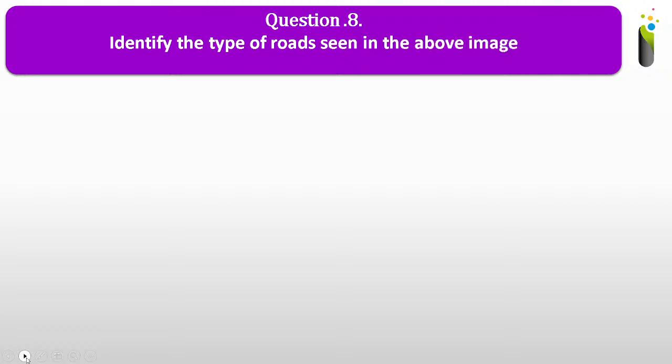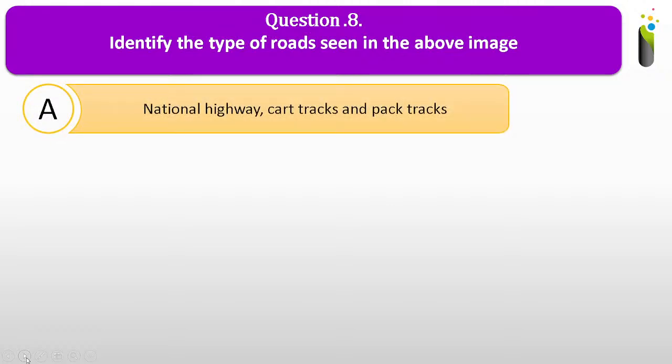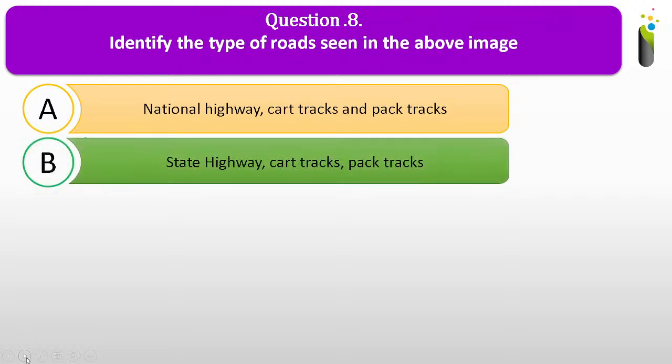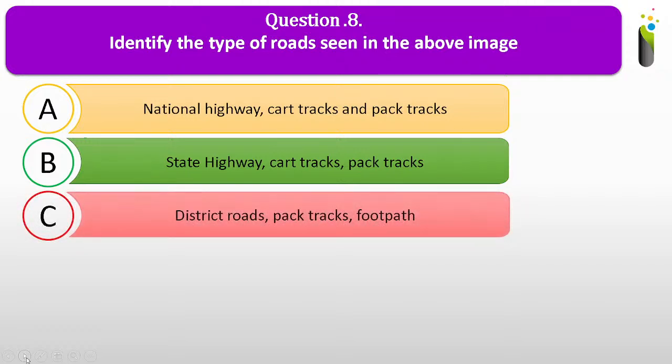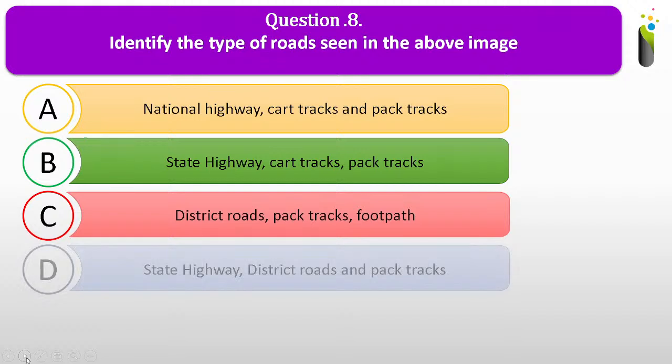And your options are A. National highway, cart tracks and pack tracks. B. State highway, cart tracks and pack tracks. C. District roads, pack tracks and footpath. D. State highway, district roads and pack tracks. And your time starts. Do I start it? So think about it. Your time starts now.